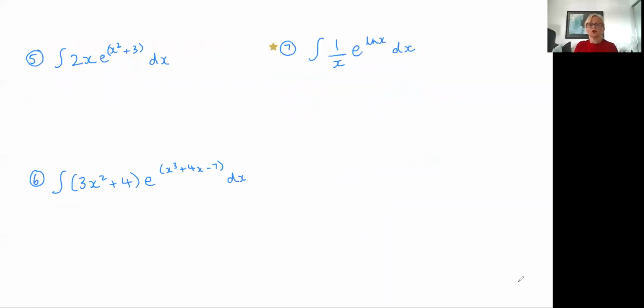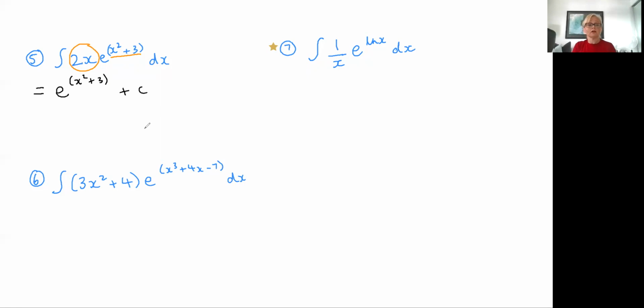All right, this page I've got 2 normal ones and a challenge one. Let's have a look at this here. We've got e raised to the function x squared plus 3. What is the derivative of x squared plus 3? The derivative of x squared plus 3 is 2x. So by recognising the fact that we've got our f of x there and our f dash x there, we can just go straight to saying this is e to the x squared plus 3 plus our c.